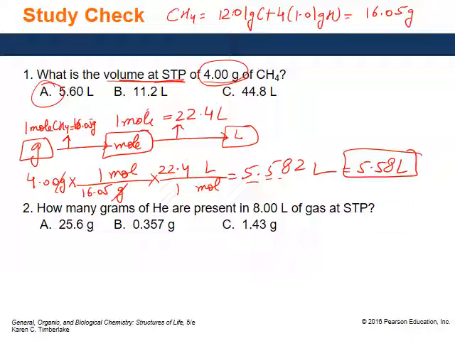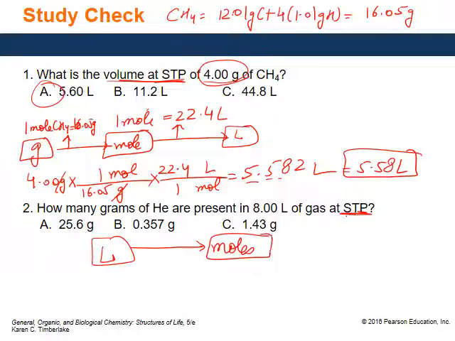Next, the question is, how many grams of helium are present in 8 liters of a gas? So now the question is asking me to go from liters to grams of a gas at STP. So what do I know about gases at STP? I know again that I cannot directly go from liters to grams, but what can I do? I can simply go from liters to moles, and then I can convert moles to grams.